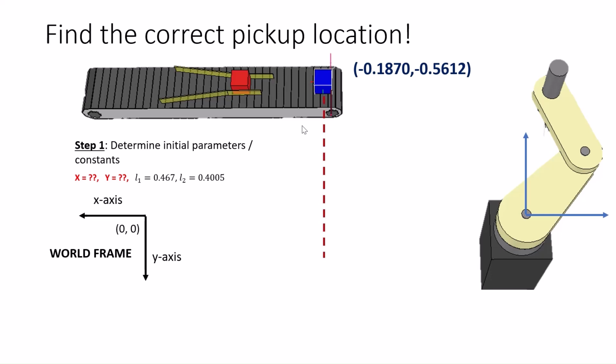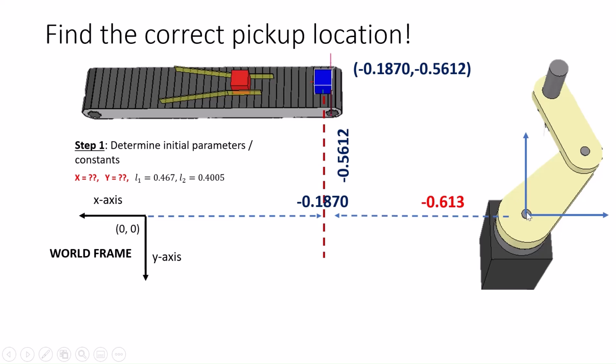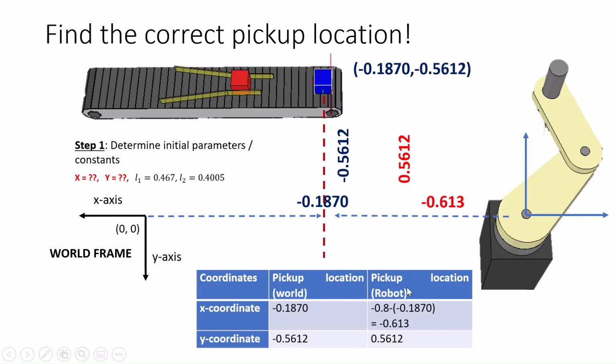So what that means is that from the world frame it is minus 0.187, but from the robot axis it is actually minus 0.613 because the robot base is at minus 0.8, and for the y-axis it's just positive 0.5612. So we have found the pickup location of the robot, which is minus 0.613 in the x coordinate and 0.5612 for the y coordinate.